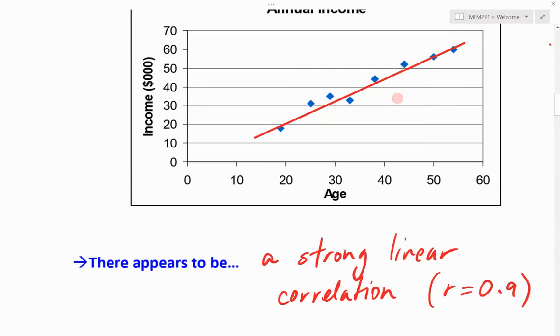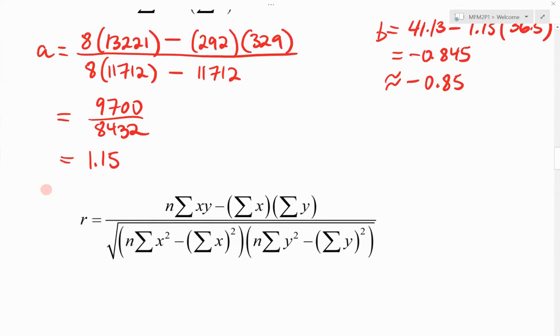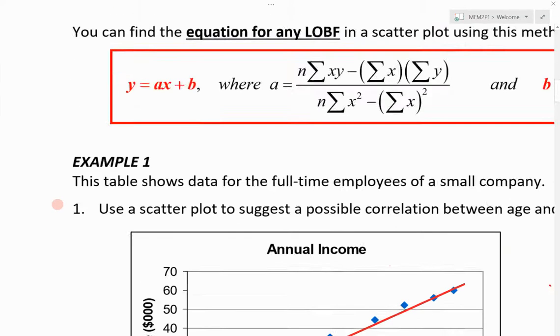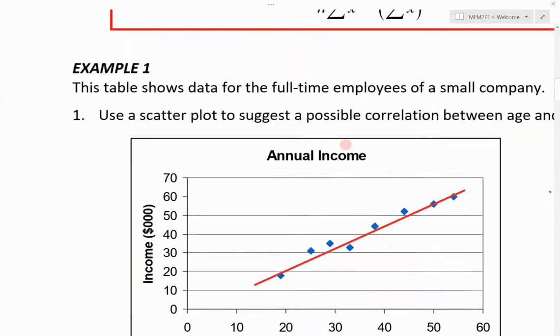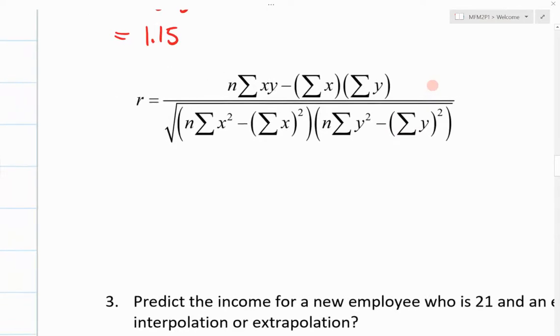I'm expecting a number in the range of 0.9 because these points are really close to the line. So let's look at what that R value is going to be. And we have another formula for that. The formula to find that R value is written right here. At this point, it's just a mechanical operation, just plugging and chugging our numbers, trying to calculate things here.